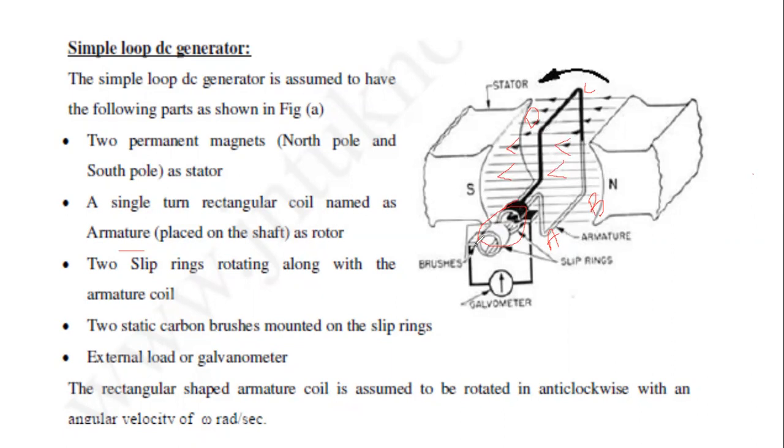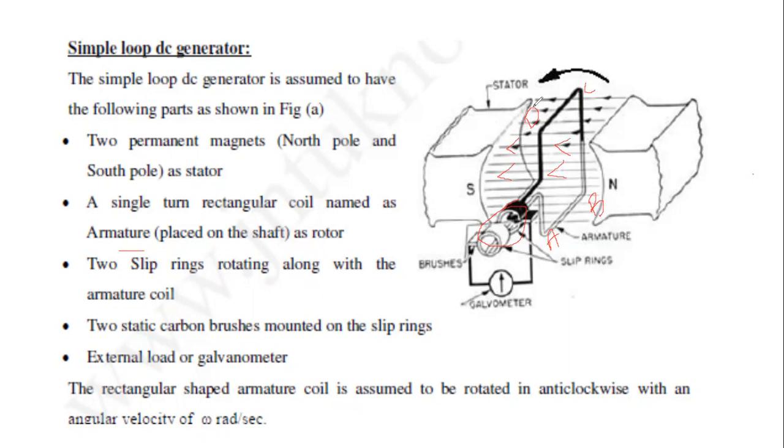At these slip rings, each slip ring is connected to a brush. The purpose of these brushes is to collect the current, which will be transferred to the load. This is the load. By using these brushes, the current will flow through this load. This is the constructional diagram for the DC generator working principle.